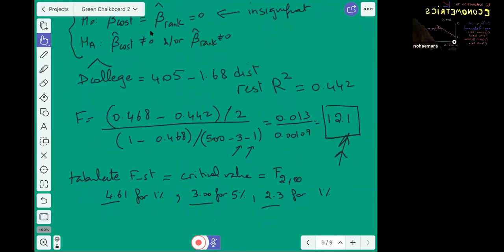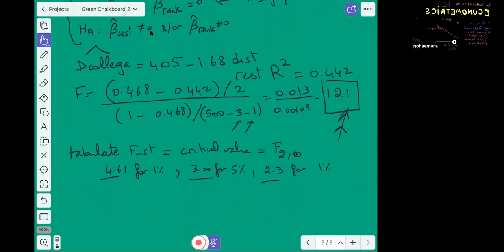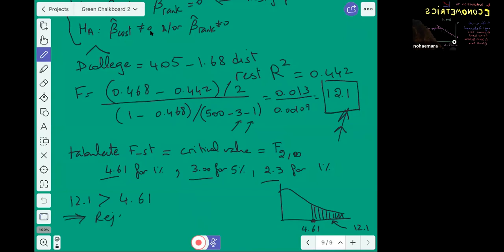So what you can do is simply conclude. Let's use any one of them. Which one do we use? Let's use the 1% because it's the highest. So 4.61 is my critical value, and the 12.1 is here. The 12.1 is greater than the critical value of 4.61. You conclude that, again, you reject the null.